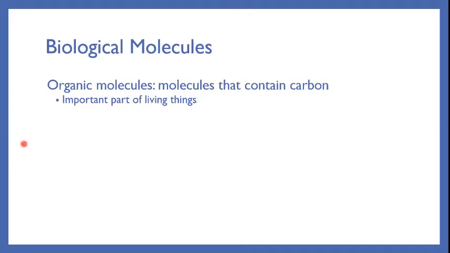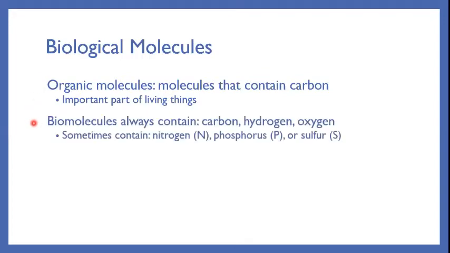A biological molecule is going to be an organic molecule. This means that it contains carbon. These are a very important part of living things. Without them, you would not exist. Biomolecules always contain carbon, hydrogen, and oxygen. Sometimes they do contain nitrogen, phosphorus, and sulfur as well, but the essential things are the carbon, the hydrogen, and the oxygen.